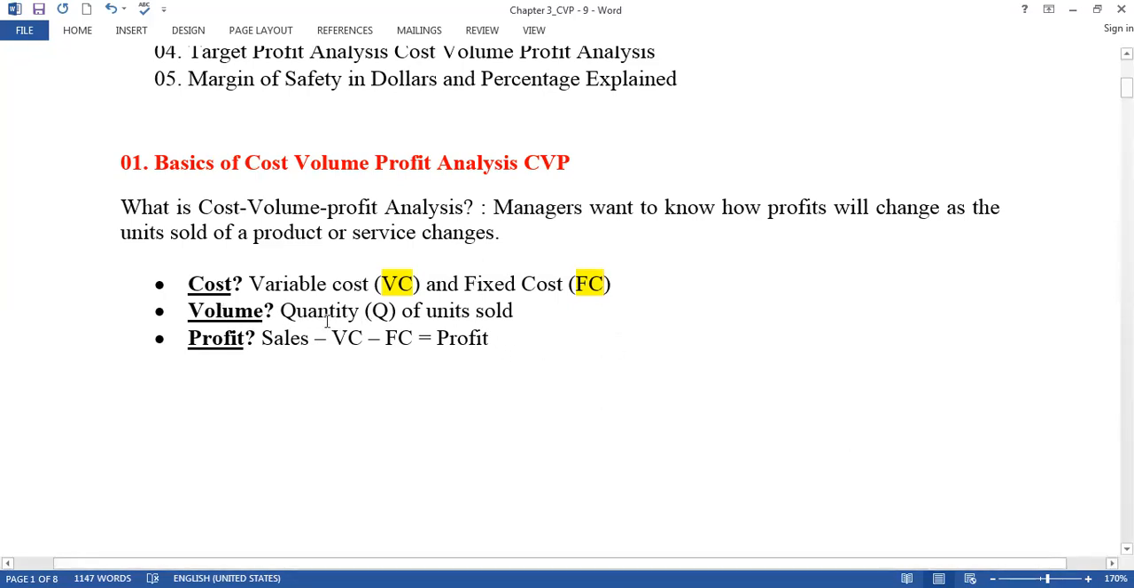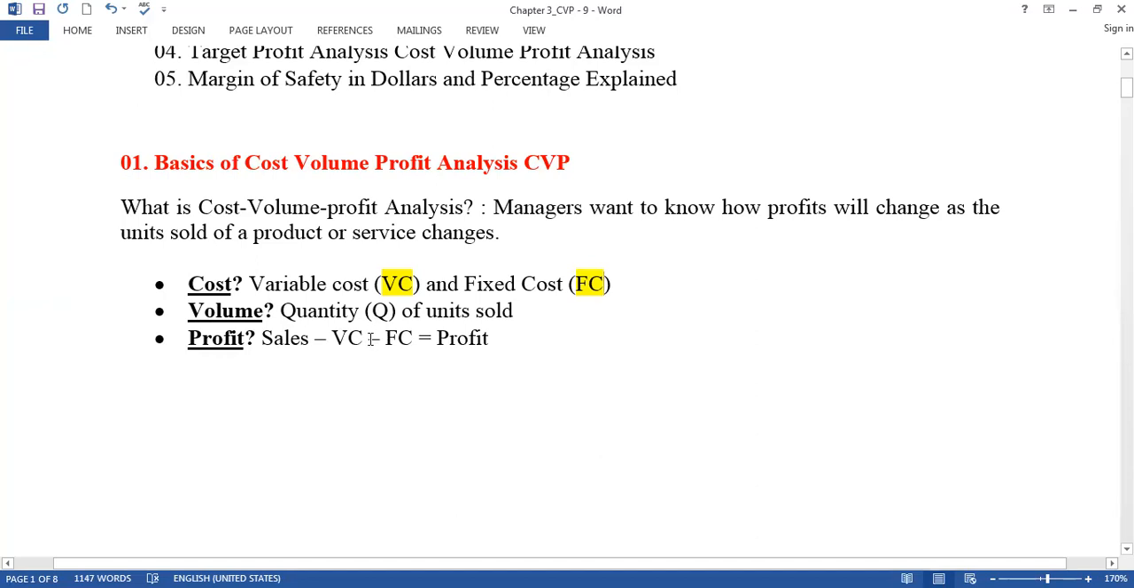Then volume means the quantity of units sold. You may sell 1,000 units, you may sell 2,000 units, or you may sell 5,000 units. So this is the number of units of product the company sells. This means the volume.